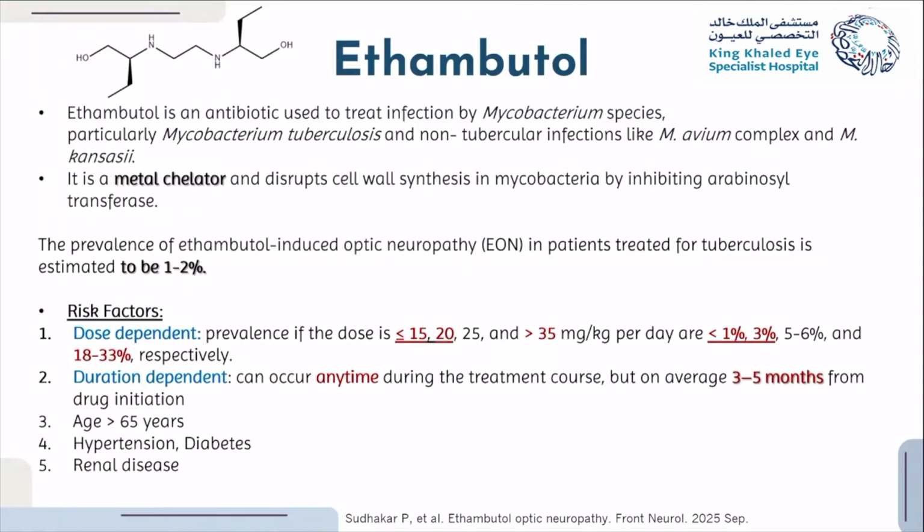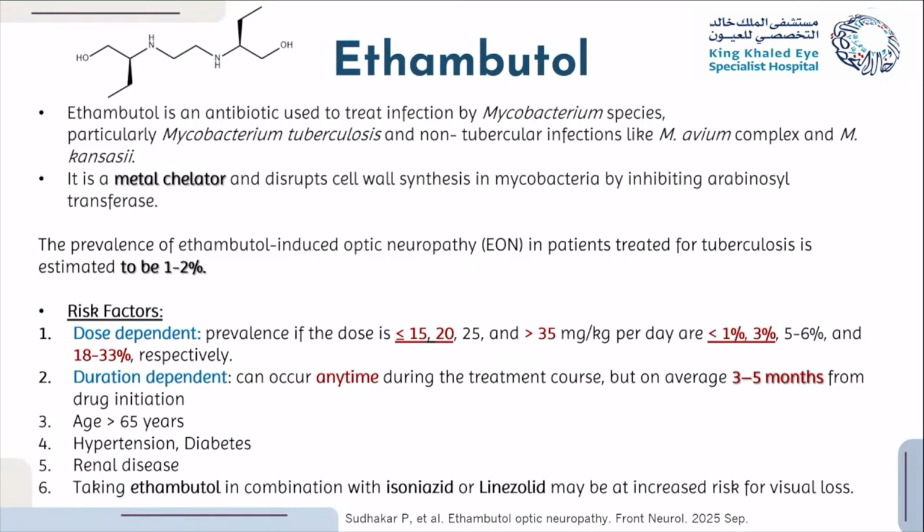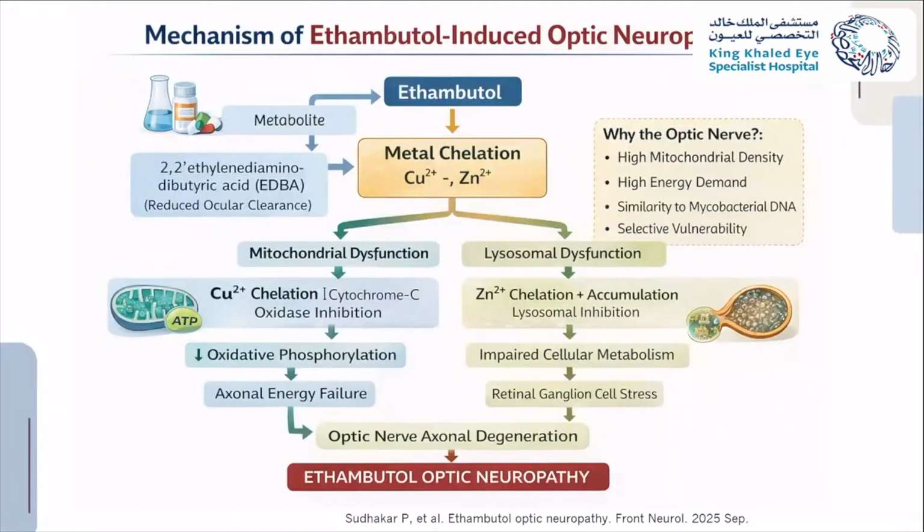Other risk factors are elderly patients, hypertension, diabetes, renal disease, and also if the patient is taking ethambutol with isoniazid or linezolid. Actually, isoniazid is the first line treatment for TB, and linezolid is considered second line, so they will take them together. The mechanism is that ethambutol is a metal chelator agent. It will chelate copper and zinc, leading to mitochondrial dysfunction and lysosomal dysfunction, leading to optic neuropathy.